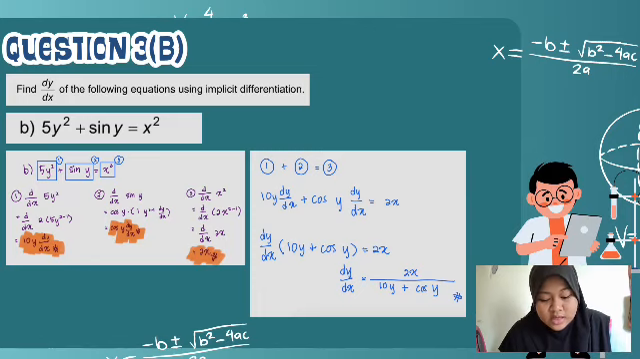equals 2x. And then we simply have to factorize by bringing only the dy per dx to the front, and then it will be dy per dx times (10y plus cos y) equals 2x. And because we are searching for dy per dx, we just have to bring 10y plus cos y to the back, and it will be dy per dx equals 2x per (10y plus cos y). And that is our last answer.